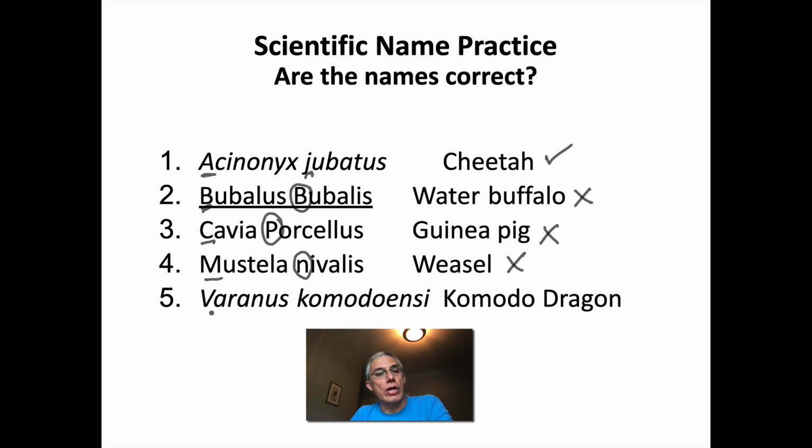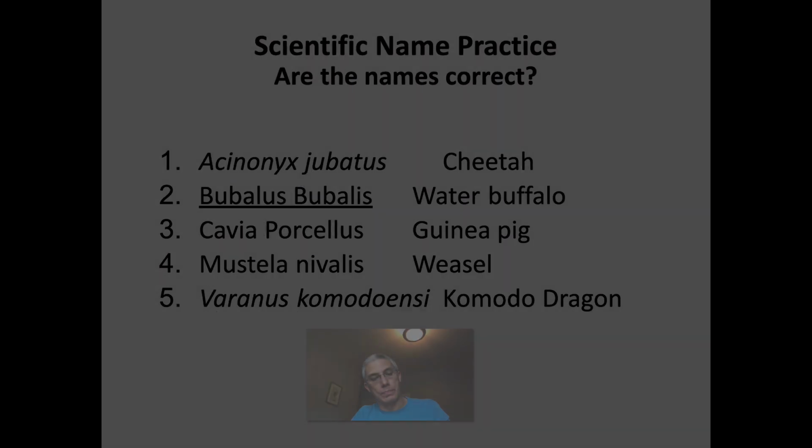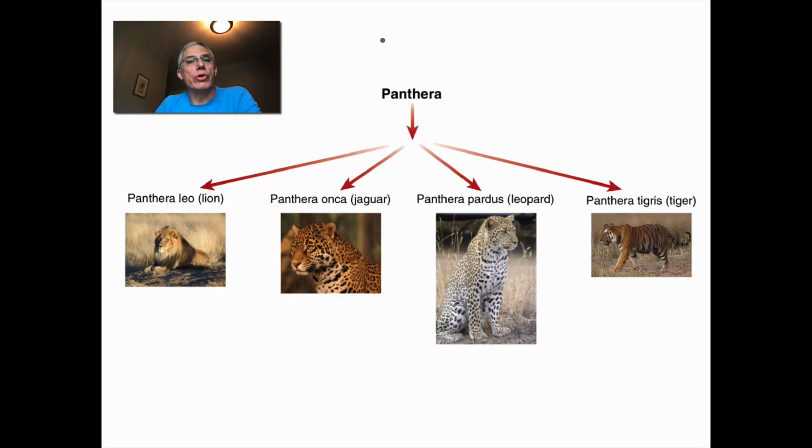So for the Komodo dragon, again, capital here, lowercase for the species, and it is italicized, so that one would be correct as well. So on this screen, what we're doing is we're simply comparing 4 different types of cats. And so all 4 of these belong to the genus Panthera. And if you notice, that's the first part of all 4 of these cats' names. But you do notice that the species name is different.